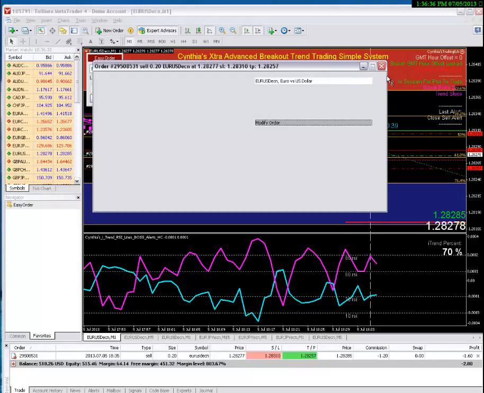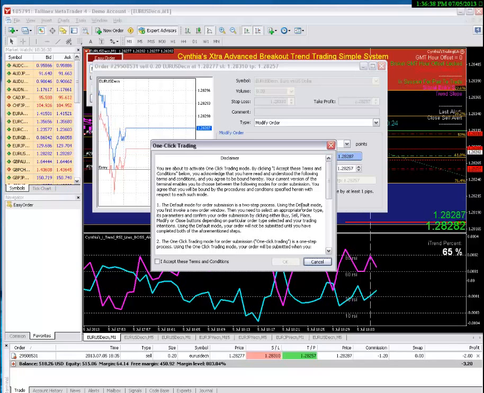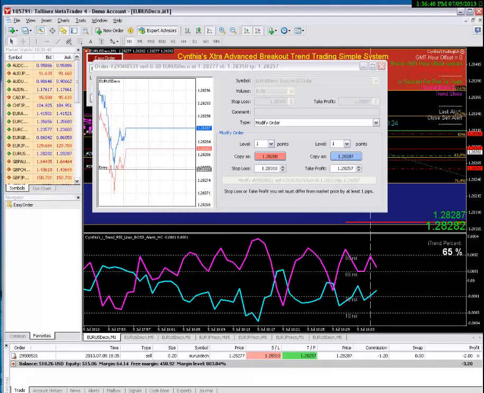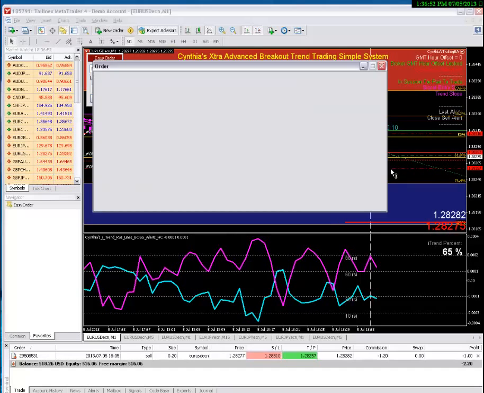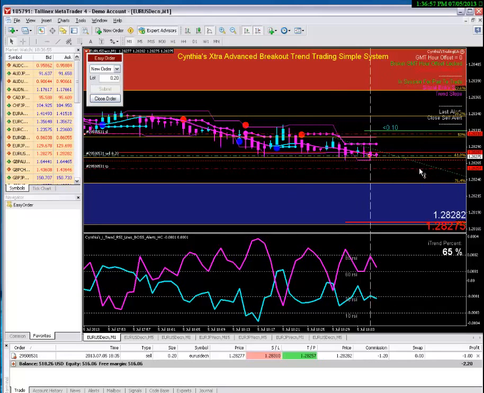Sometimes you have to struggle with it a while. I don't want that. That's the one-click trading by MT4, which I don't like, by the way, because it won't put your stops and take profit in for you. Easy order will, so it's definitely superior, but you have to struggle with this. It doesn't always happen. Sometimes it does.